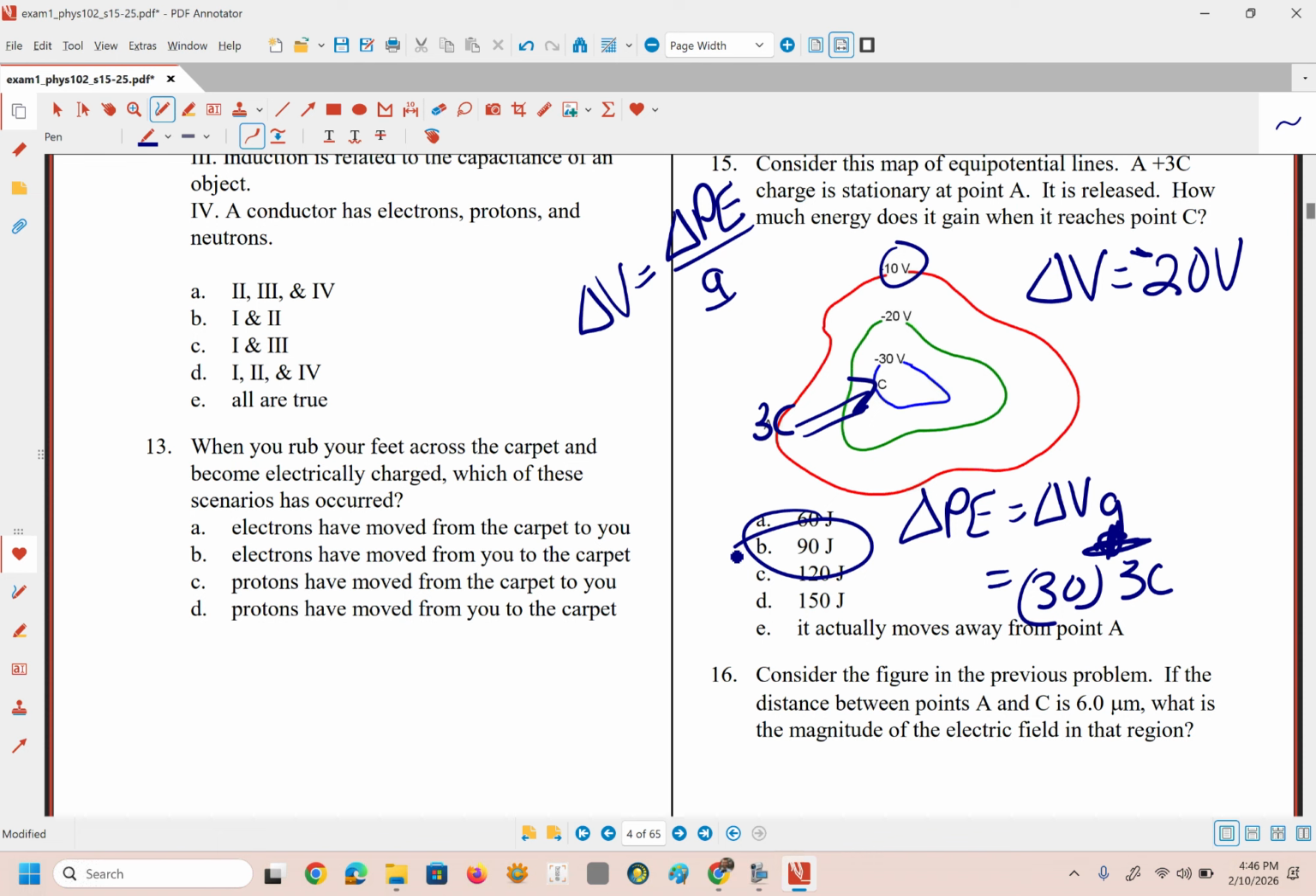I don't know that this equation is on your equation sheet. This is our basic definition of what is potential. Potential is energy per charge. It might be on there. Oh, it is. Okay. Scott?